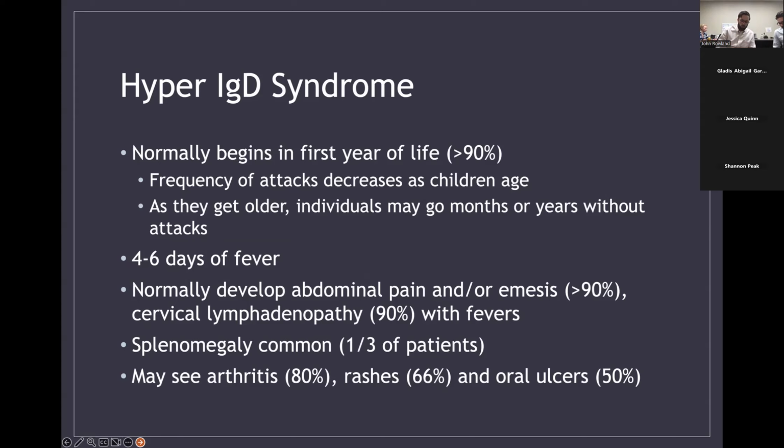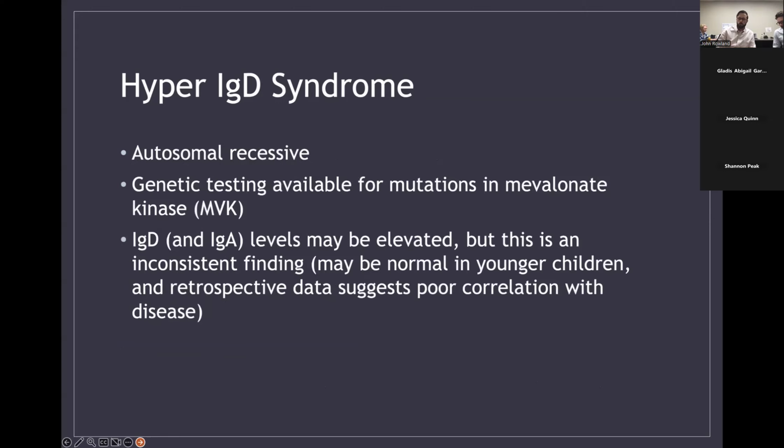So hyper IgD syndrome is one of the ones you can think about that starts early. The cardinal feature for this one is abdominal pain. But otherwise, there's some overlap, right? So big lymph nodes, fevers. But the abdominal pain and emesis is really a cardinal feature, and then the young age of onset. And in this case, there is genetic testing that can be helpful, and some additional lab findings.